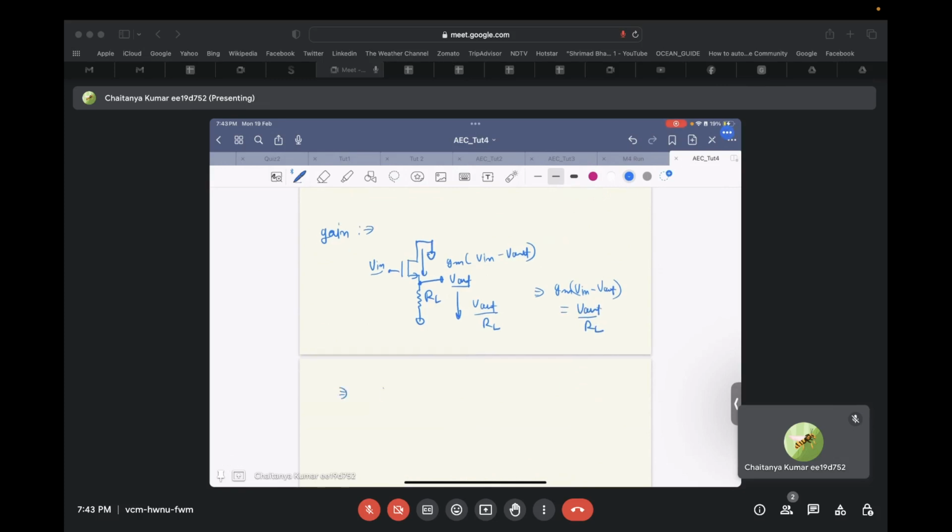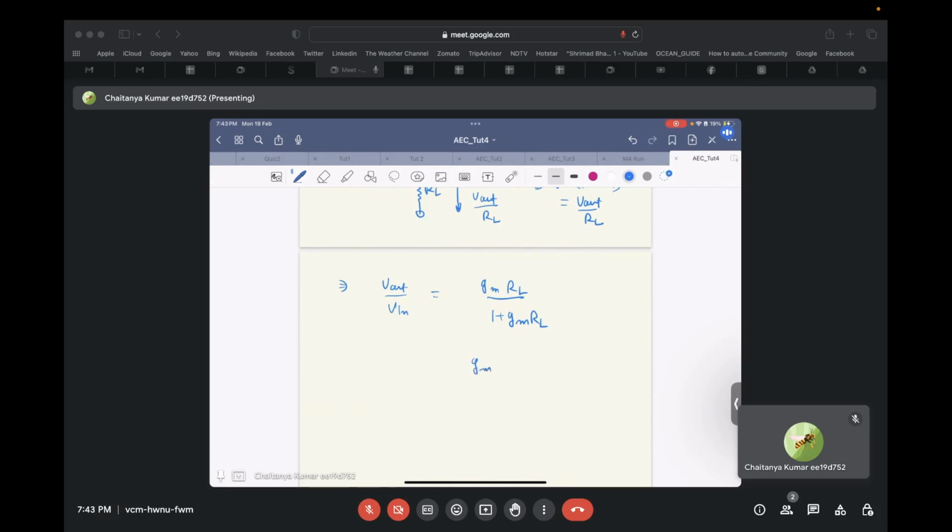That implies V out by V in is equal to GM RL upon 1 plus GM RL. And if GM RL is much greater than 1, then our gain almost becomes equal to 1. So we have a voltage controlled voltage source whose input impedance is infinity, output impedance is 0, and the gain from input to output is equal to 1.